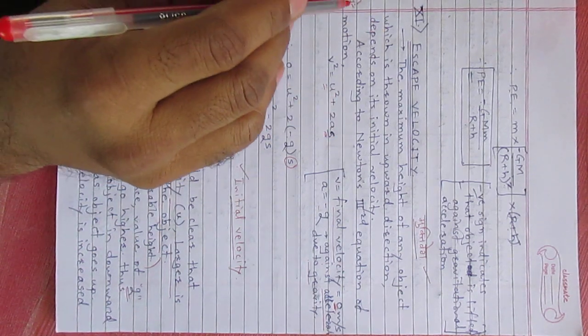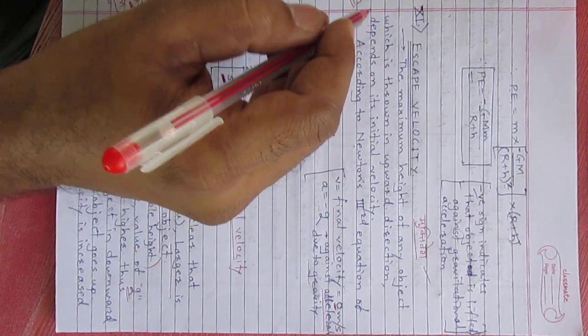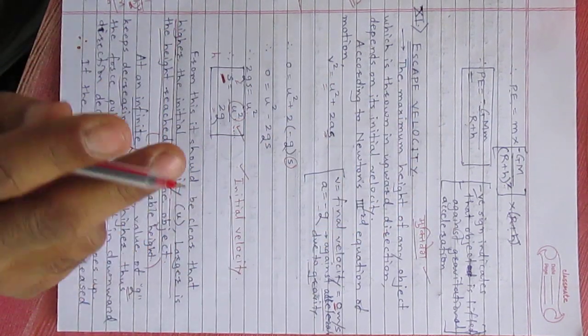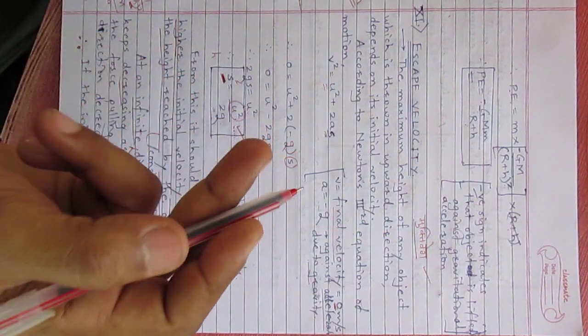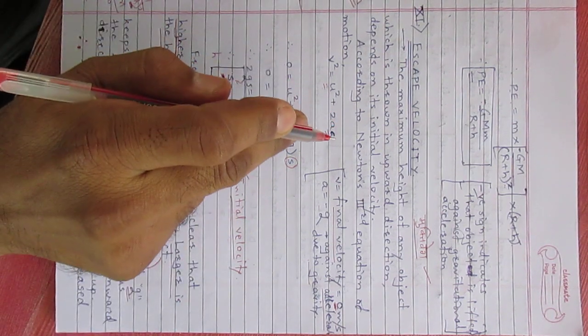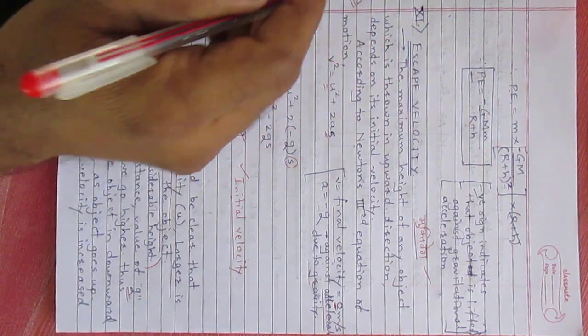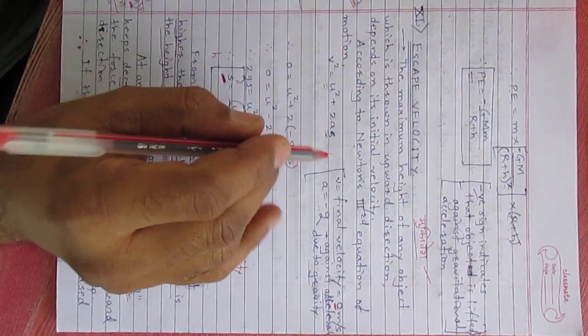The force applied will result in the initial velocity. Therefore, the initial velocity decides how much distance the object will cover in the upward direction. That means how much height is obtained by the object.